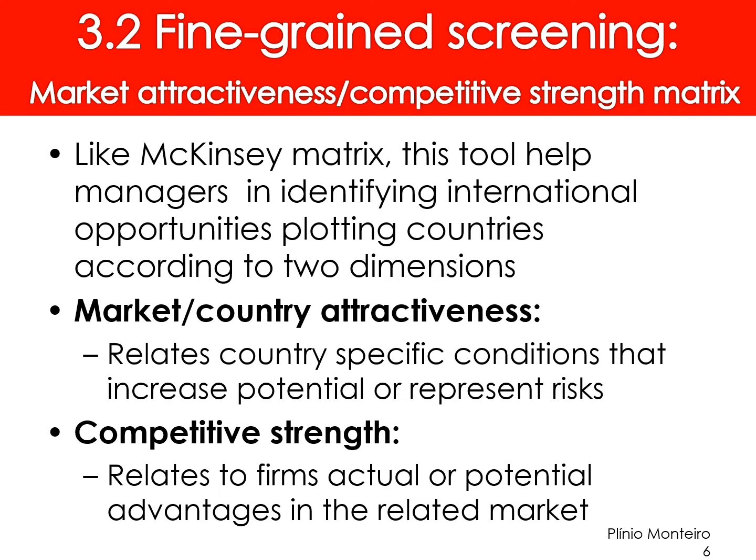So the main idea here is to use what you call the market attractiveness and competitive strength matrix. This is basically a McKinsey matrix or a GE, General Electric matrix. And this tool will help managers to identify international opportunities by plotting countries according to main dimensions. First one is the market or country attractiveness, basically related to country-specific conditions that can increase the potential or represent risks for the business. And you can have the competitive strength, the second dimension, that is related to the firm's actual or potential advantage in a related market.